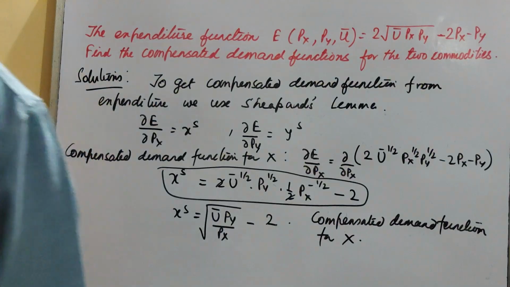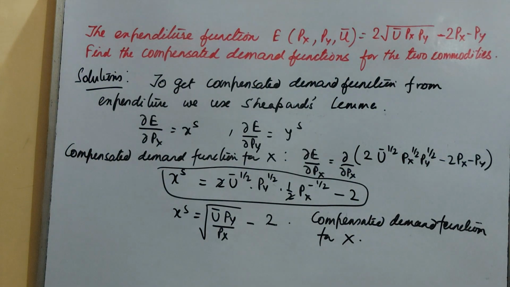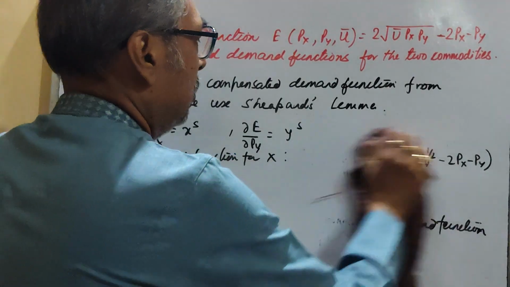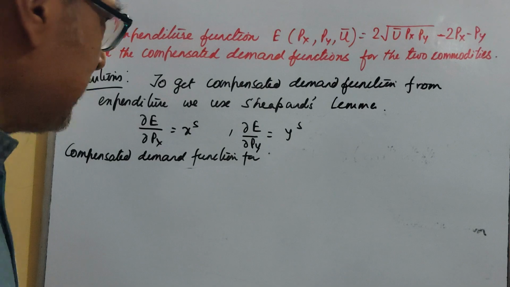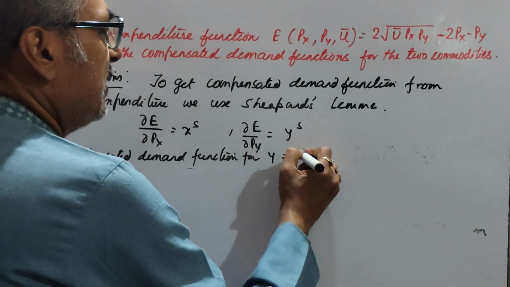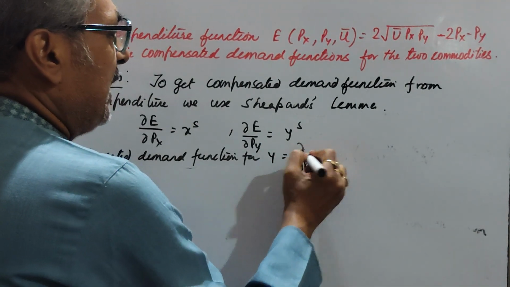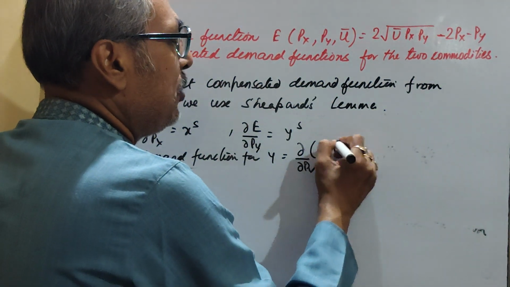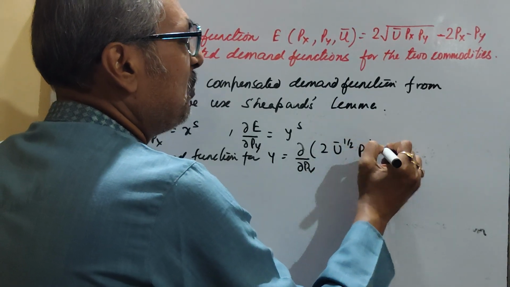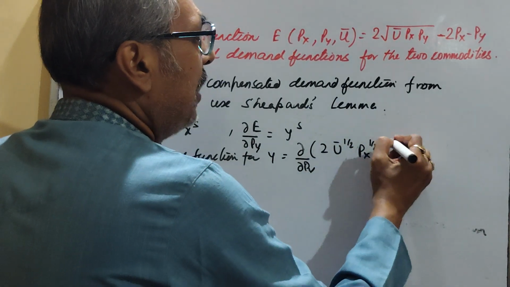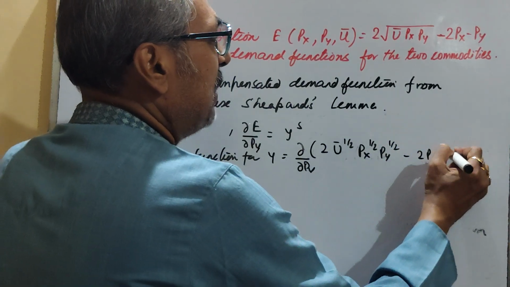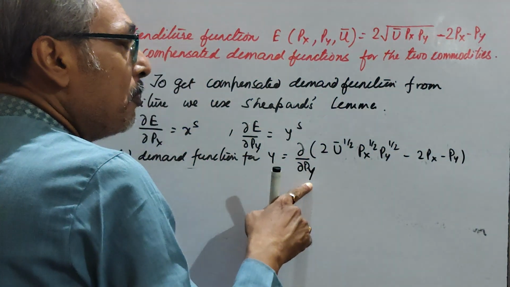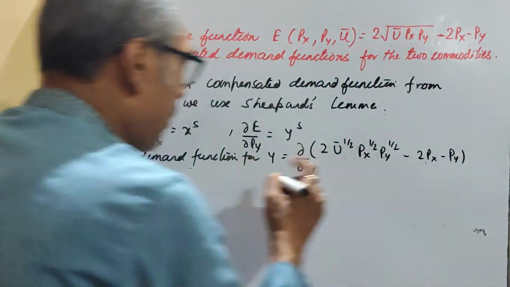Now we do the compensated demand function for Y. The compensated demand function for Y is del E by del Py. In place of E, I am writing the expenditure function, that is 2 U bar to the power half Px to the power half Py to the power half minus 2Px minus Py. We differentiate this expression with respect to Py, keeping U bar and Px constant.